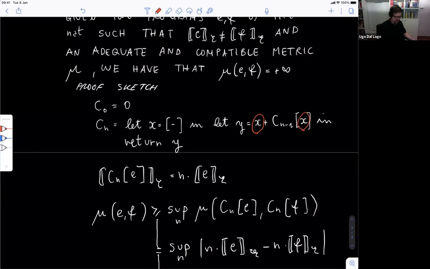Why? Because CN, you can just see it by induction. C0 uses it zero times. And CN uses it one plus the number of times it is used by CN minus one. So it is crucial to take this into account. And if you are familiar with linear logic, if you have heard of linear logic, maybe a bell has already rung in your head, and you could have realized that there is something reminiscent of linear logic going on here, and we will see that that's exactly the case.